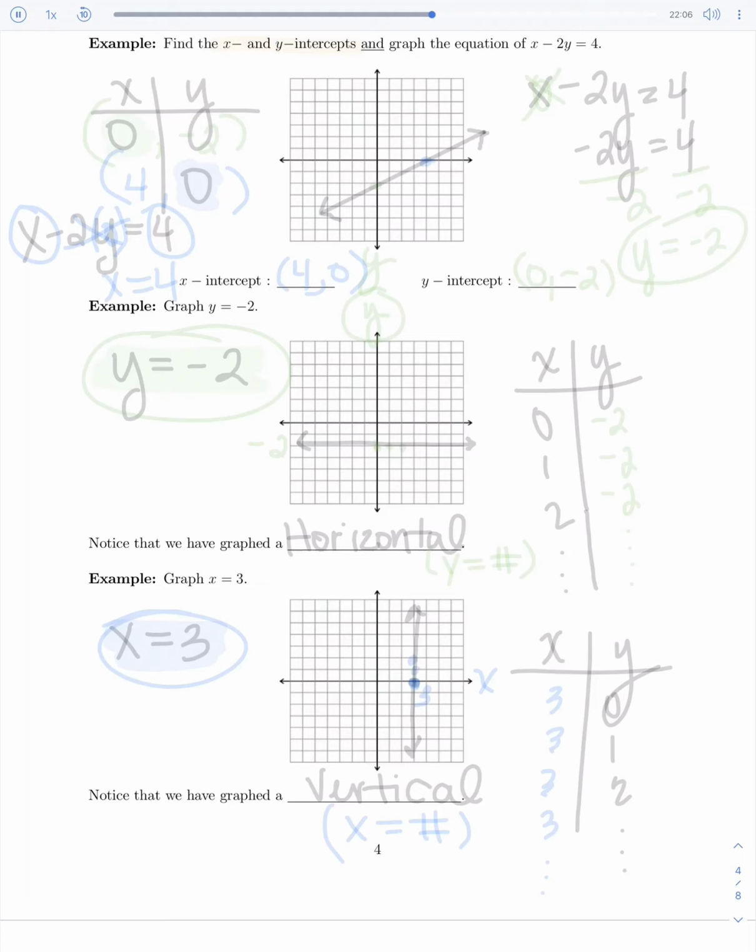Let's take a look at this next one. We've got x minus 2y equals 4. Again, it's in standard form. So even if they didn't ask me to do it this way, I'd probably be inclined to do it this way, which is to find the x and y intercepts.